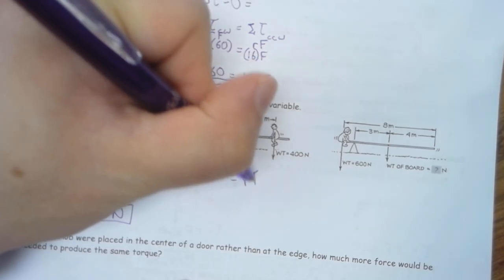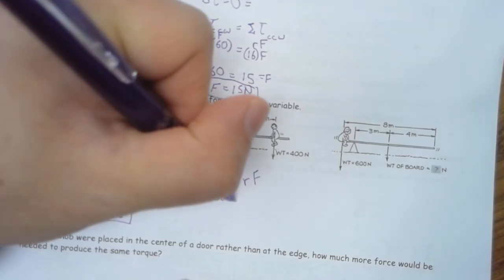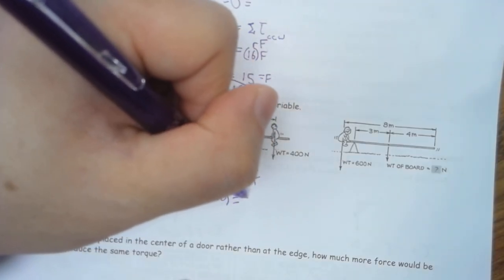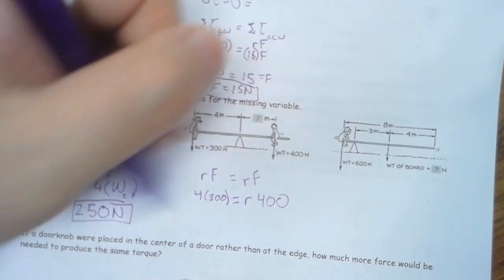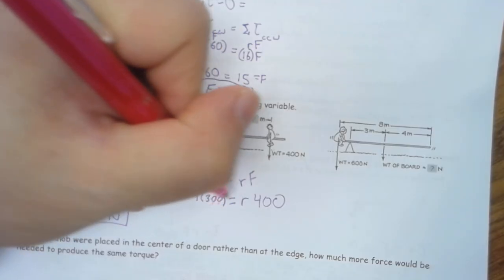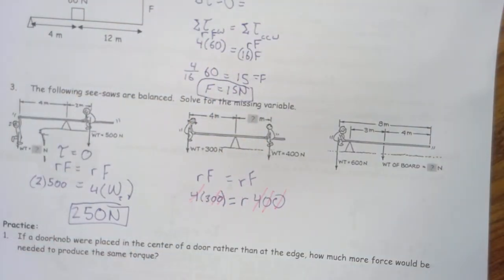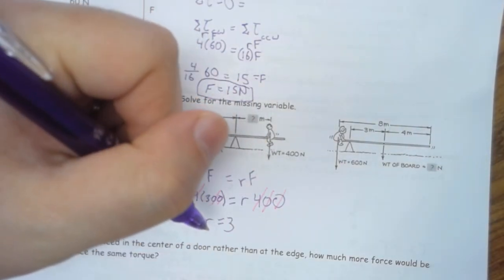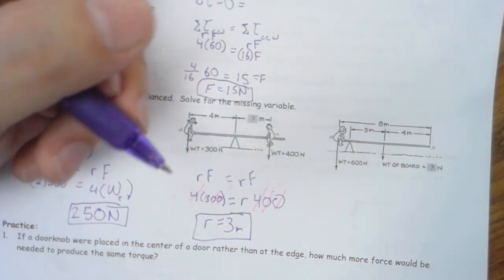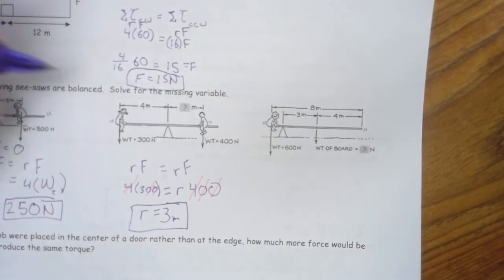RF equals RF. What do we do here? 4 times 300, and that should equal R times 400, and then we solve for R. This is easy. Some of you mental math people already have it figured out. Cross out zeros. Those cancel. Then my 4's cancel. I'm left with R equals 3 meters. Clockwise, counterclockwise, directionless. It's in the picture. It's just the distance. Lever arm distance.